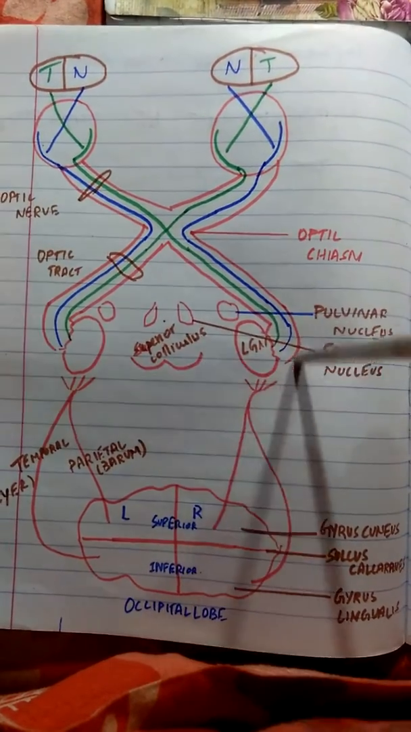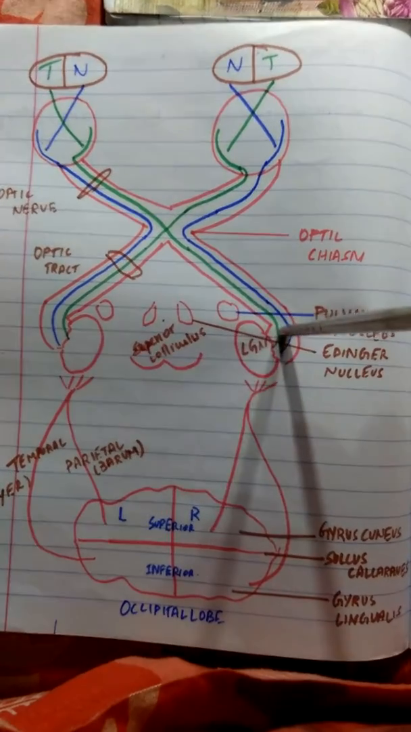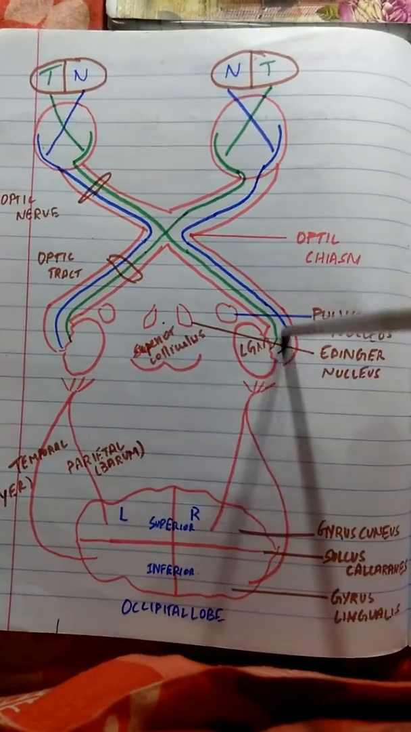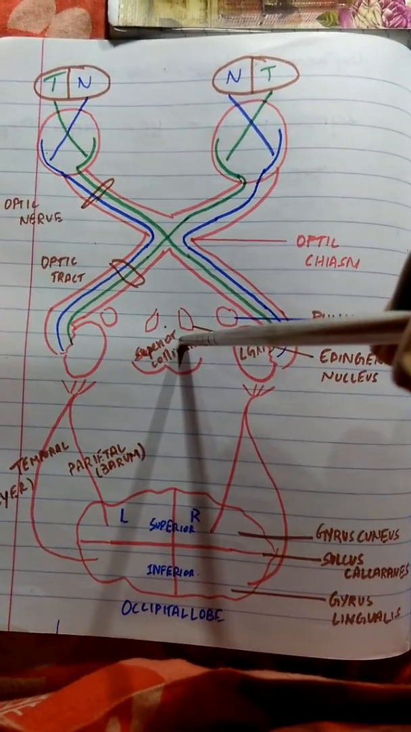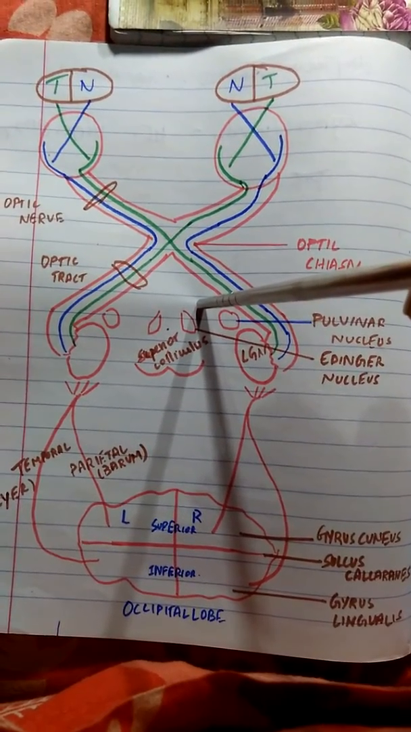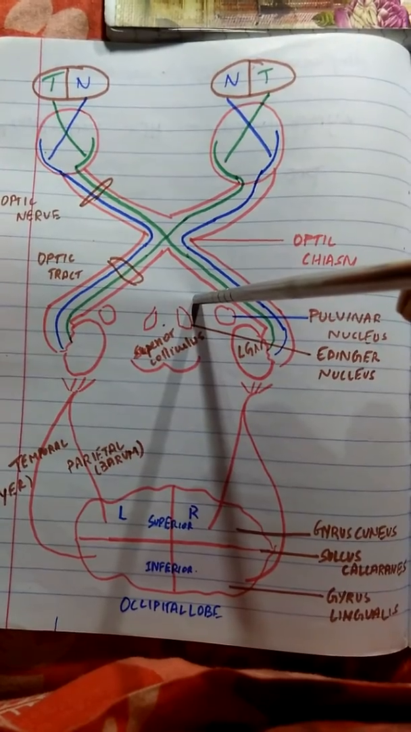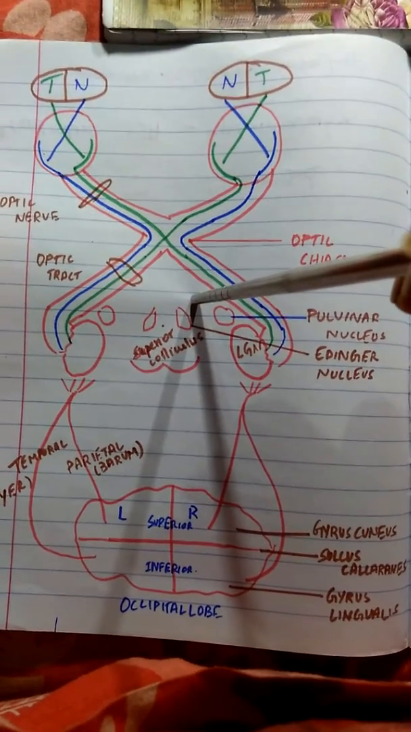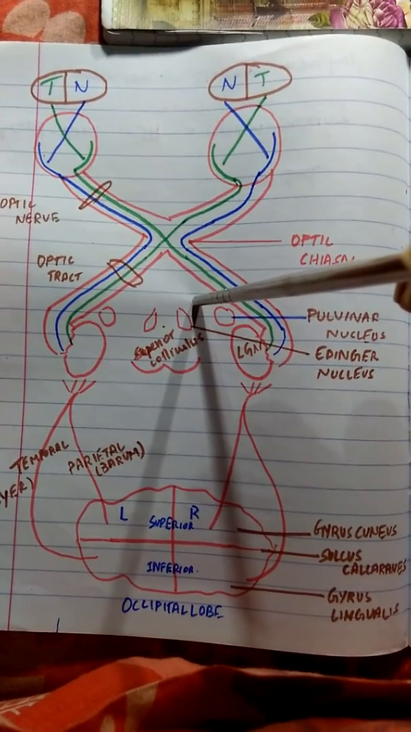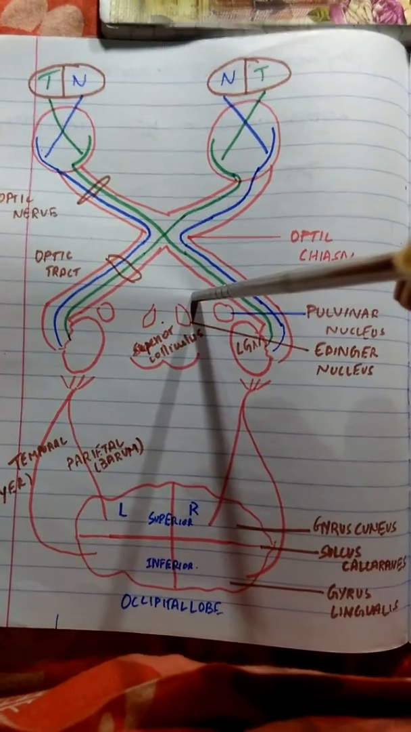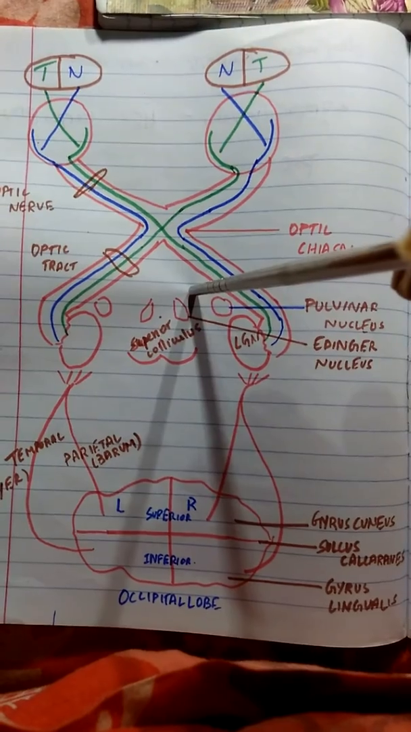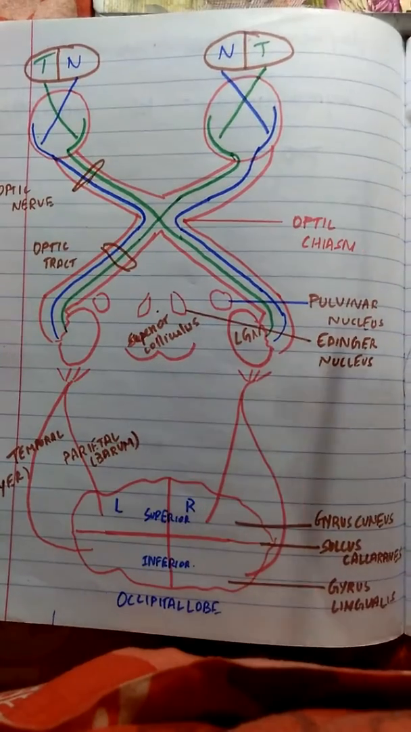Most of the fibers go to the lateral geniculate nucleus, whereas some fibers may go to the pulvinar nucleus, Edinger nucleus and also superior colliculus. The Edinger nucleus is important for the ciliary sphincter muscle. It innervates the ciliary sphincter muscle through the parasympathetic fibers and it helps in the light reaction. In response to light, it makes our pupils constrict. That's a function of the Edinger nucleus.